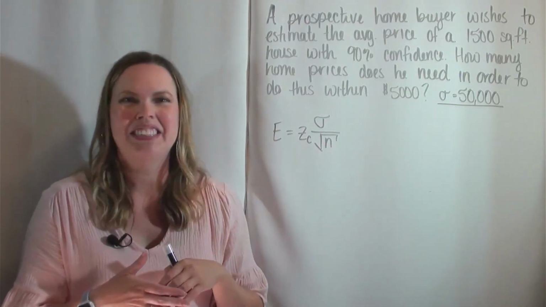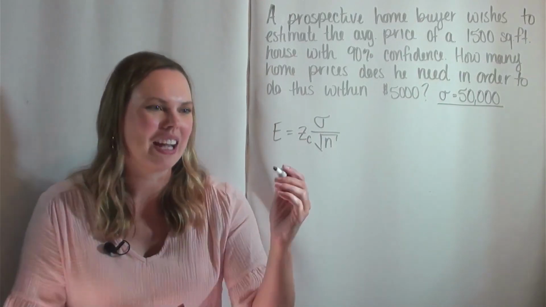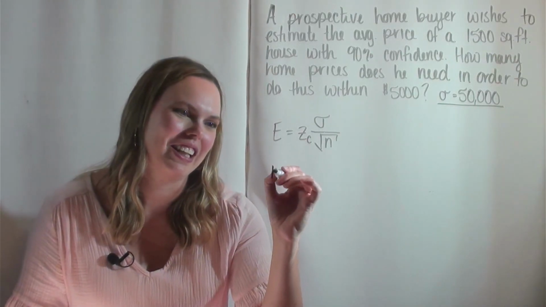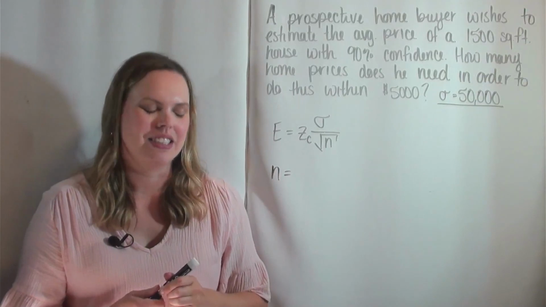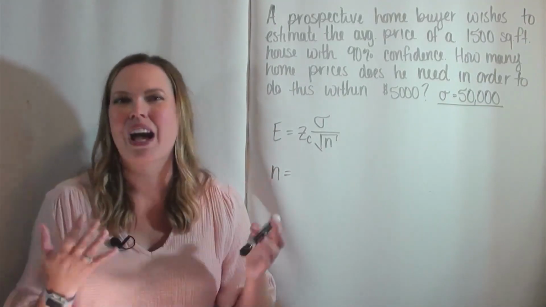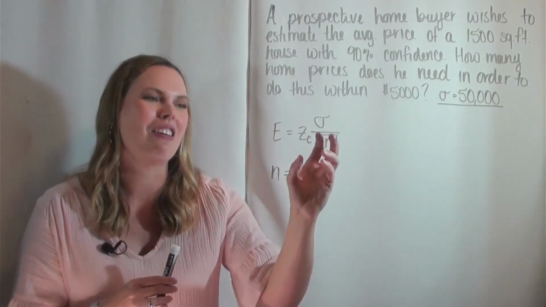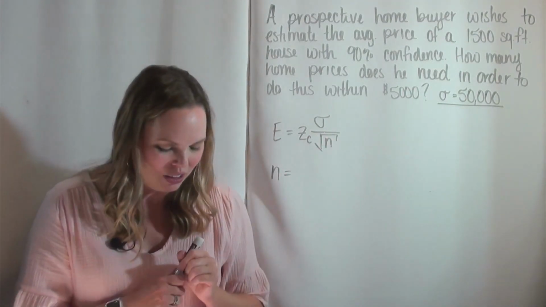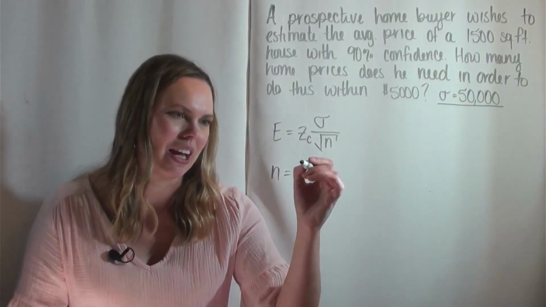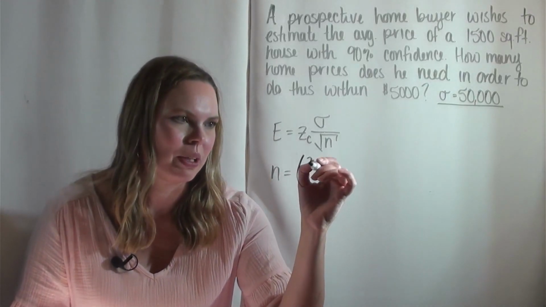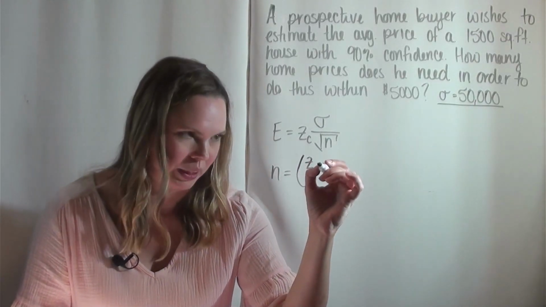So it would be nice to have a formula where n is over here on the left side. And wonderfully enough, we have algebra, and so we can actually take this formula and manipulate it and solve it for n. I'm not going to show that right now. I'll just go ahead and give you that, but it can be derived from that margin of error formula.